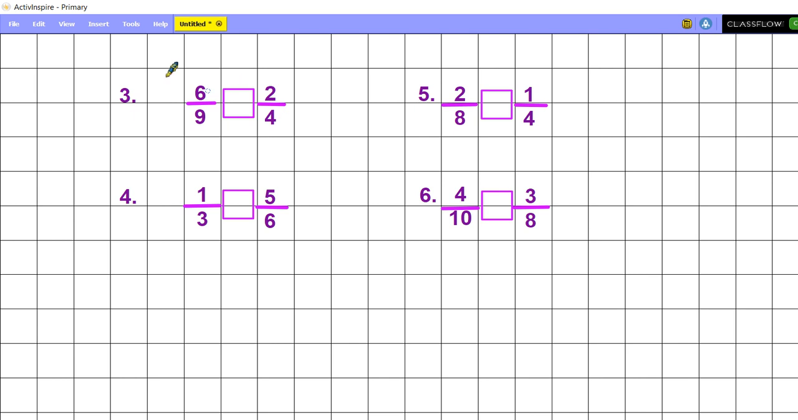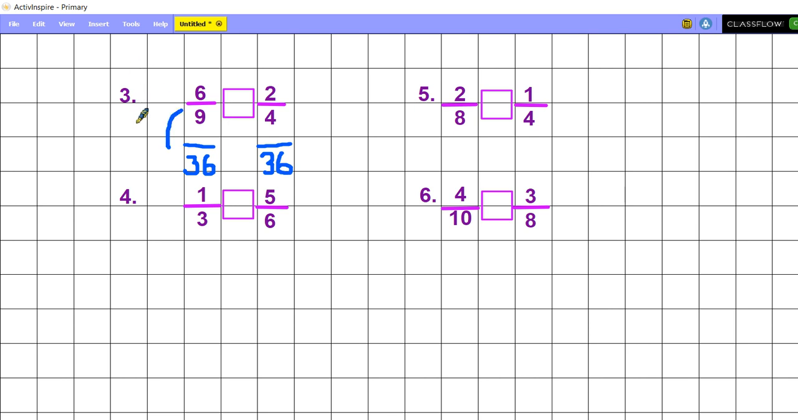So we know that I need to find a denominator that 9 and 4 both go into. So I'm going to draw my line here, my fraction line, and what number does 9 and 4 go into? If you don't know, you can always multiply them together to get an answer. So if I was to multiply these together, I would get the answer 36. So both of my denominators are now going to be changed to 36.